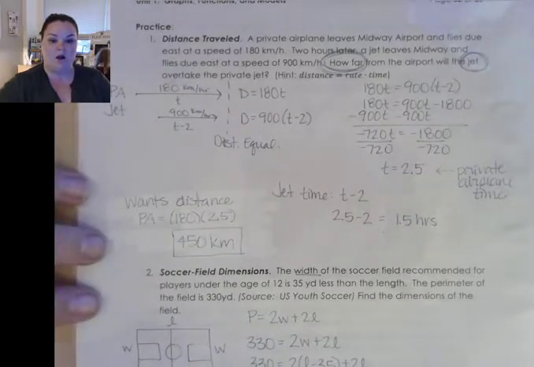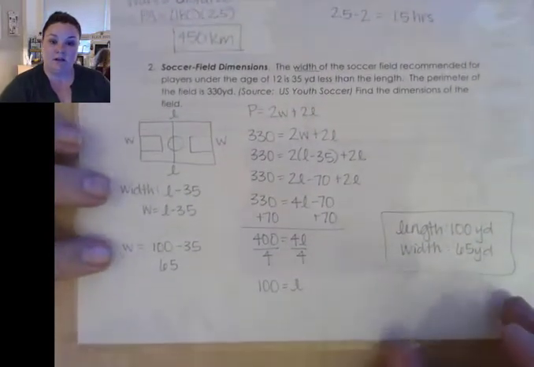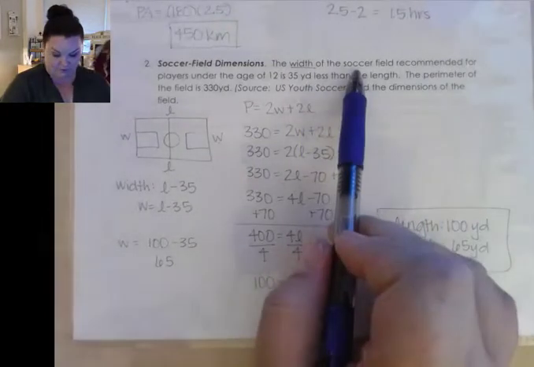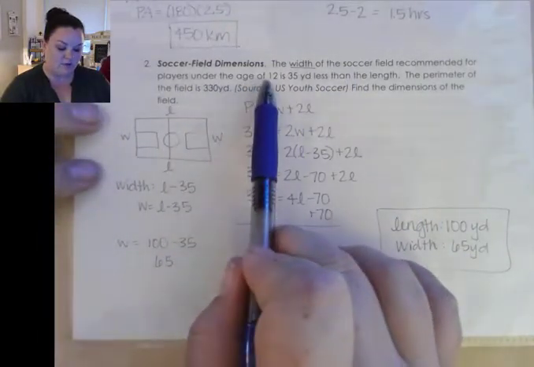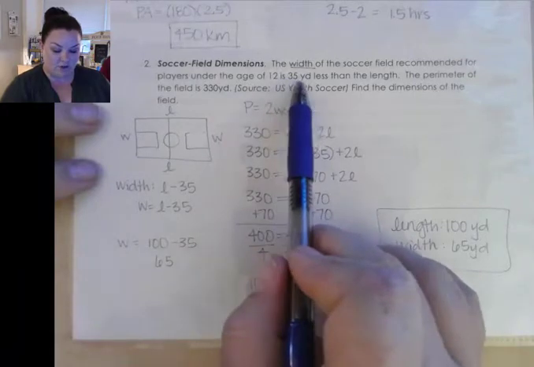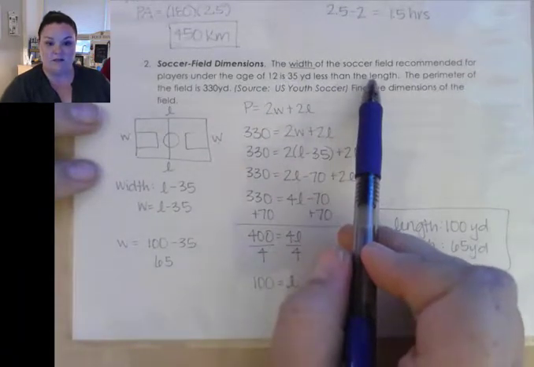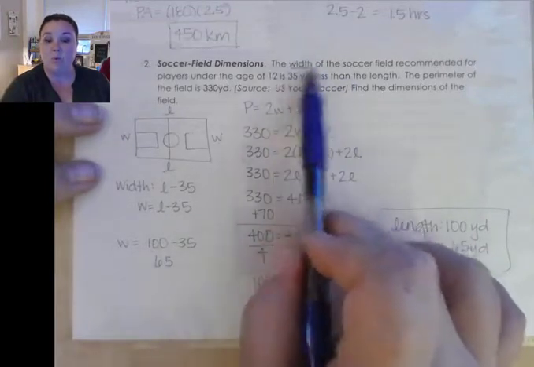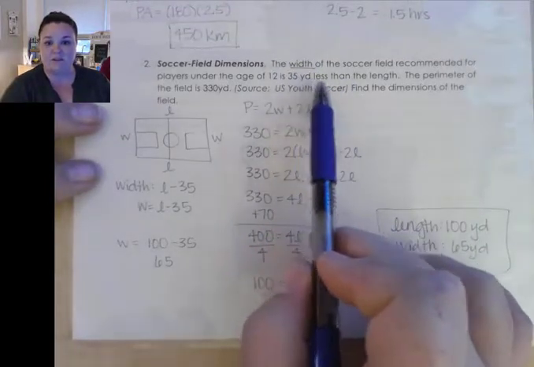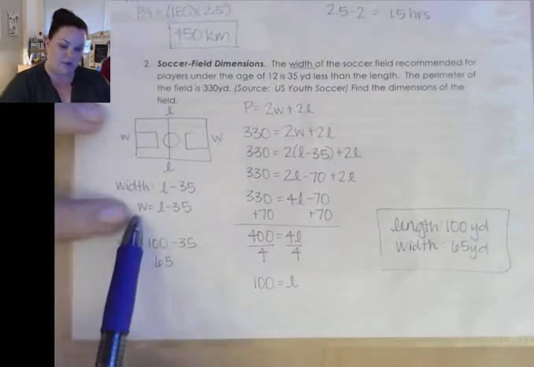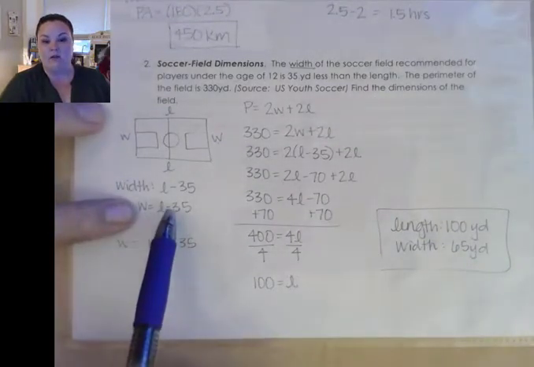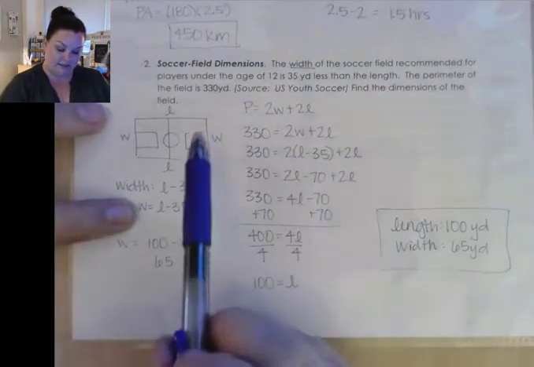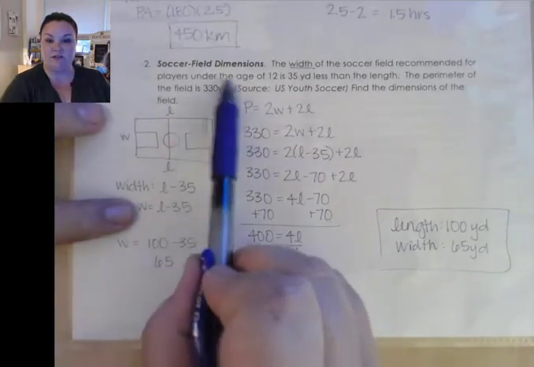Okay. All right. The next one was talking about a soccer field, and it says the width of the soccer field recommended for players under the age of 12 is 35 yards less than the length. So this time we're talking about the width, right? Not the length. The width is 35 yards less than the length. So that means we can write our width as L minus 35. Okay, again, they're giving us the perimeter of the field, which is 330.